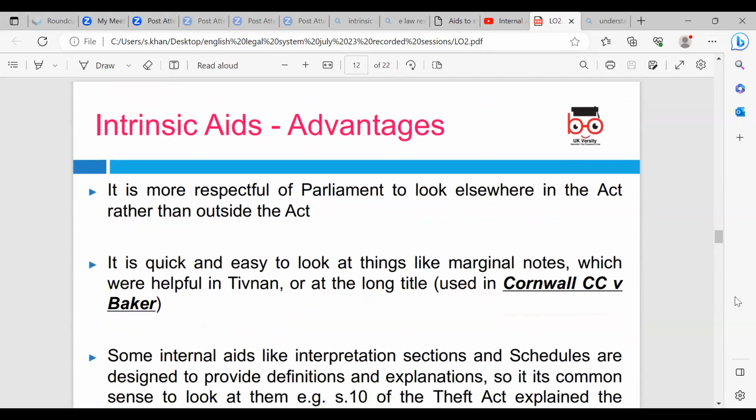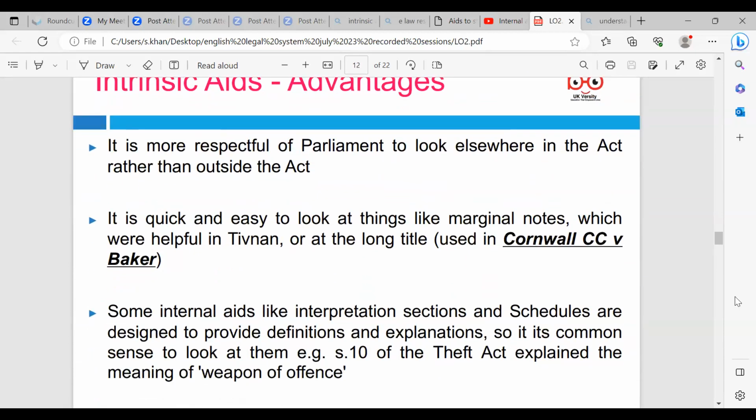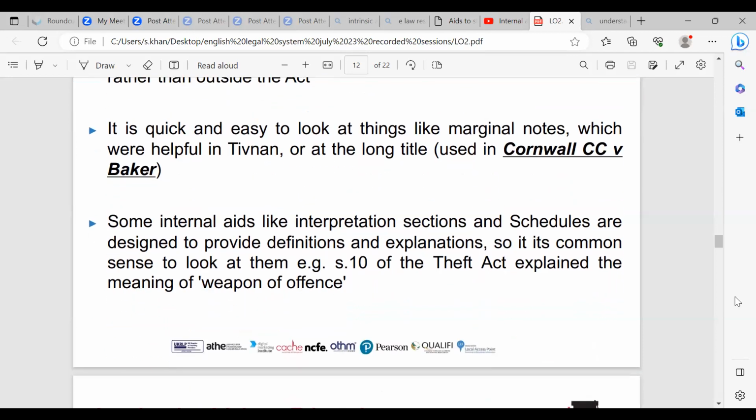So the advantages of intrinsic aids. It is more respectful of Parliament to look elsewhere in the Act rather than outside the Act. It is quick and easy to look at things like marginal notes, which were helpful in Tivnan, or at the long title used in the case of Cornwall CC v Baker. Some internal aids like interpretation sections and schedules are designed to provide definitions and explanations, so it's common sense to look at them. For example, Section 10 of the Theft Act explains the meaning of a weapon of offence.